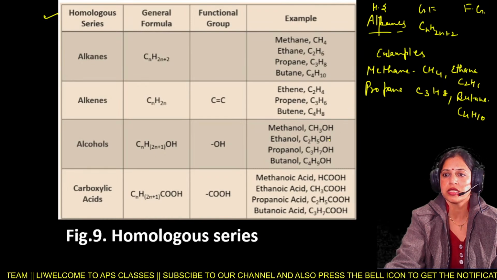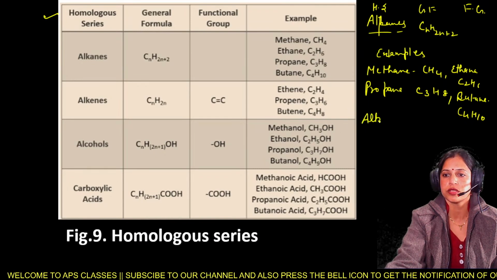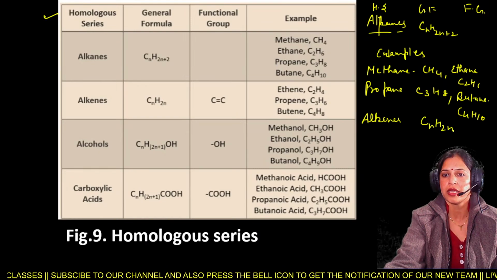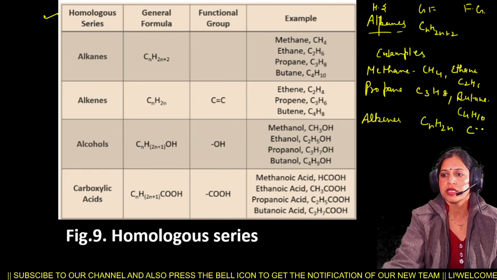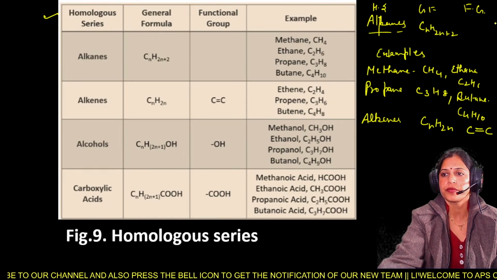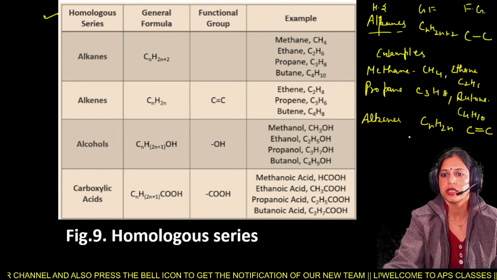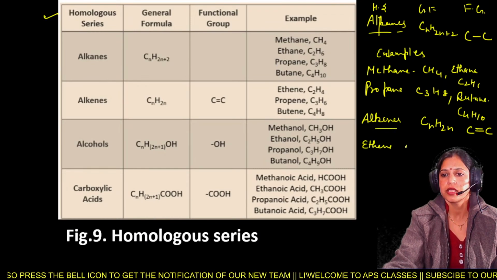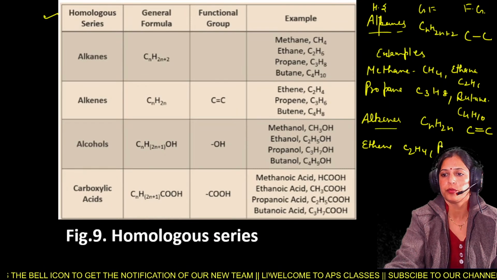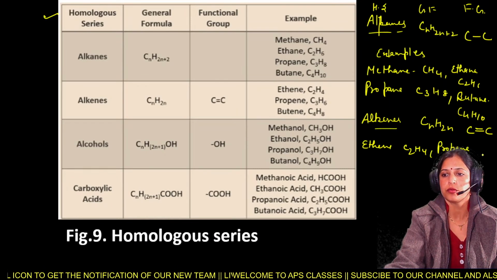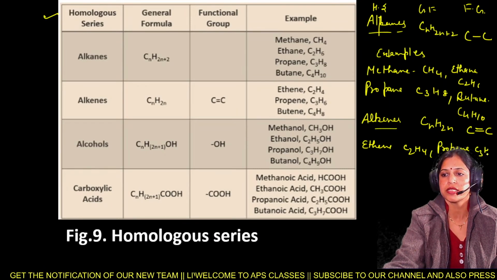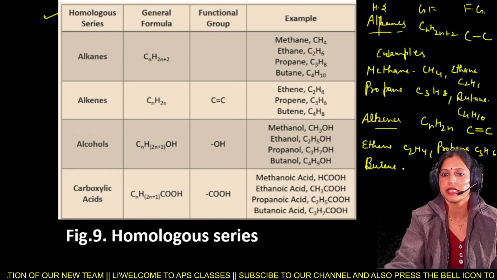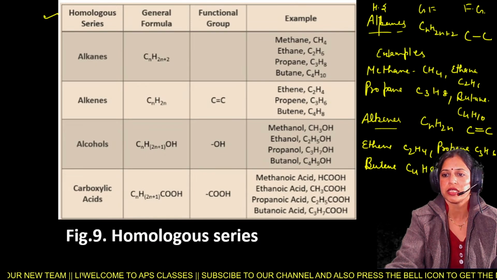Next homologous series is alkenes. General formula is CnH2n. Functional group is the carbon-carbon double bond. Examples of alkenes are ethene, C2H4; propene, C3H6; and butene, C4H8.